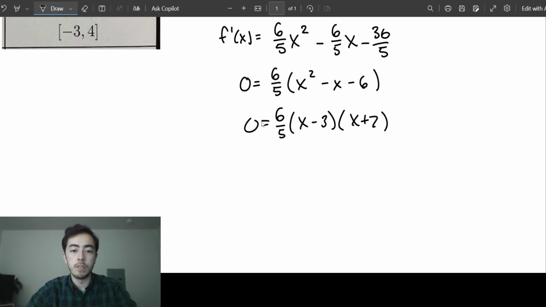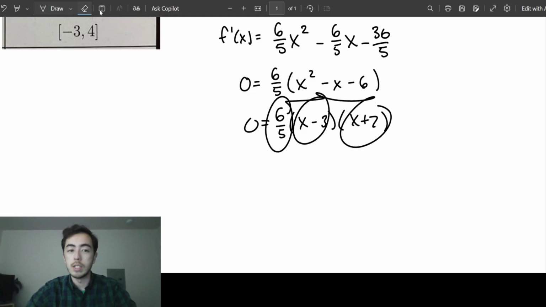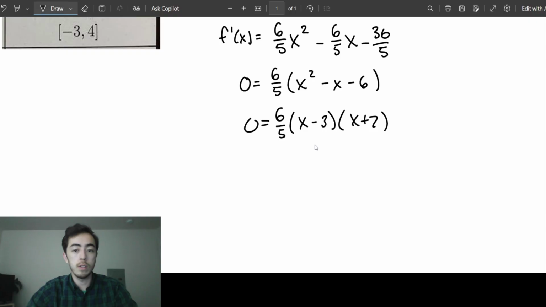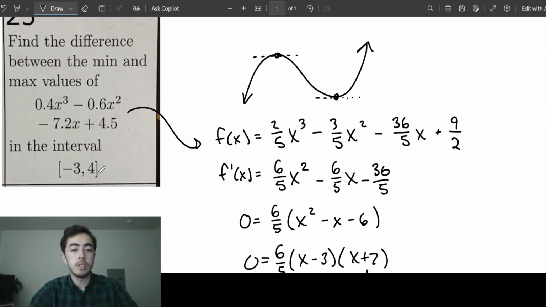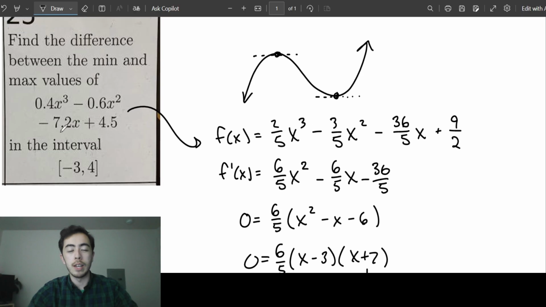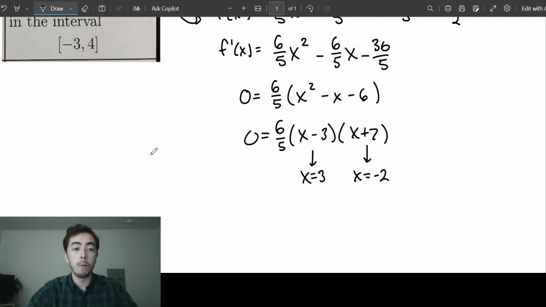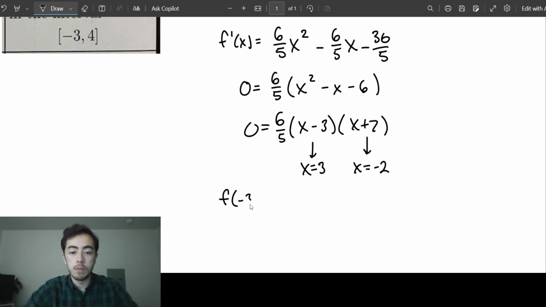And then solving for 0, I have 2 factors here. Either this or that needs to be the number 0 for this product to also be 0. And so it could be a 0 here, x could be 3, or maybe this factor is my 0, and x equals -2. So these are potential values where I'm going to find a minimum and a maximum on this interval, but it is possible, again, that those extreme values are going to be on the bounds of the interval as well. So we need to check f of -3, f of -2, f of 3, and then finally f of 4.